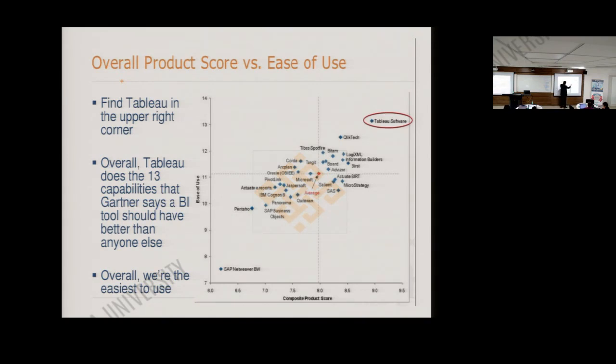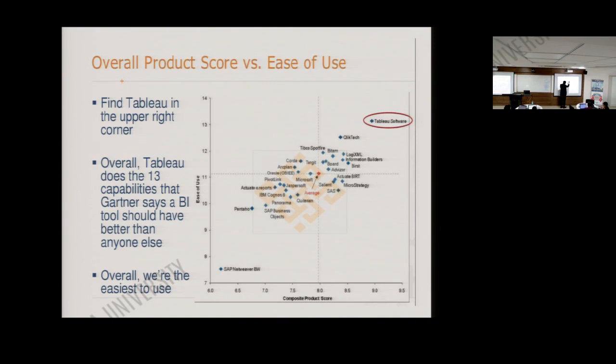But if you look at this side, this is the second quadrant, right? What can you say about this? See, on the x-axis, they have scored high, which means when it comes to composite product score, they're still high. No, they're low. If you go to the extreme right side, it will be high, right?